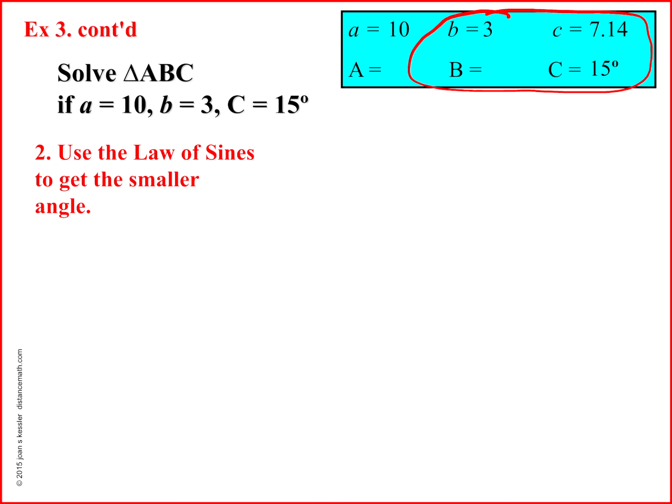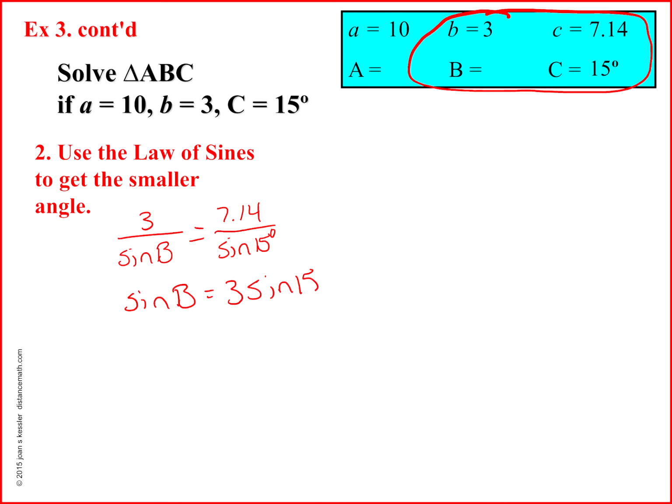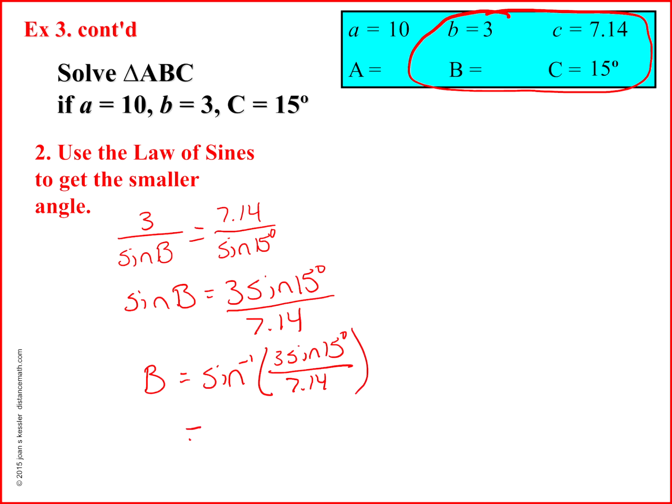So this is going to be 3 over sine B equals 7.14 over sine of 15. So sine B equals 3 sine of 15 over 7.14. Again, I need an angle, so that means I need the inverse. So inverse sine of 3 sine 15 over 7.14. So take a moment, make sure you can get these in your calculator, and I got 6.24 degrees. So now I know my B up here is 6.24.